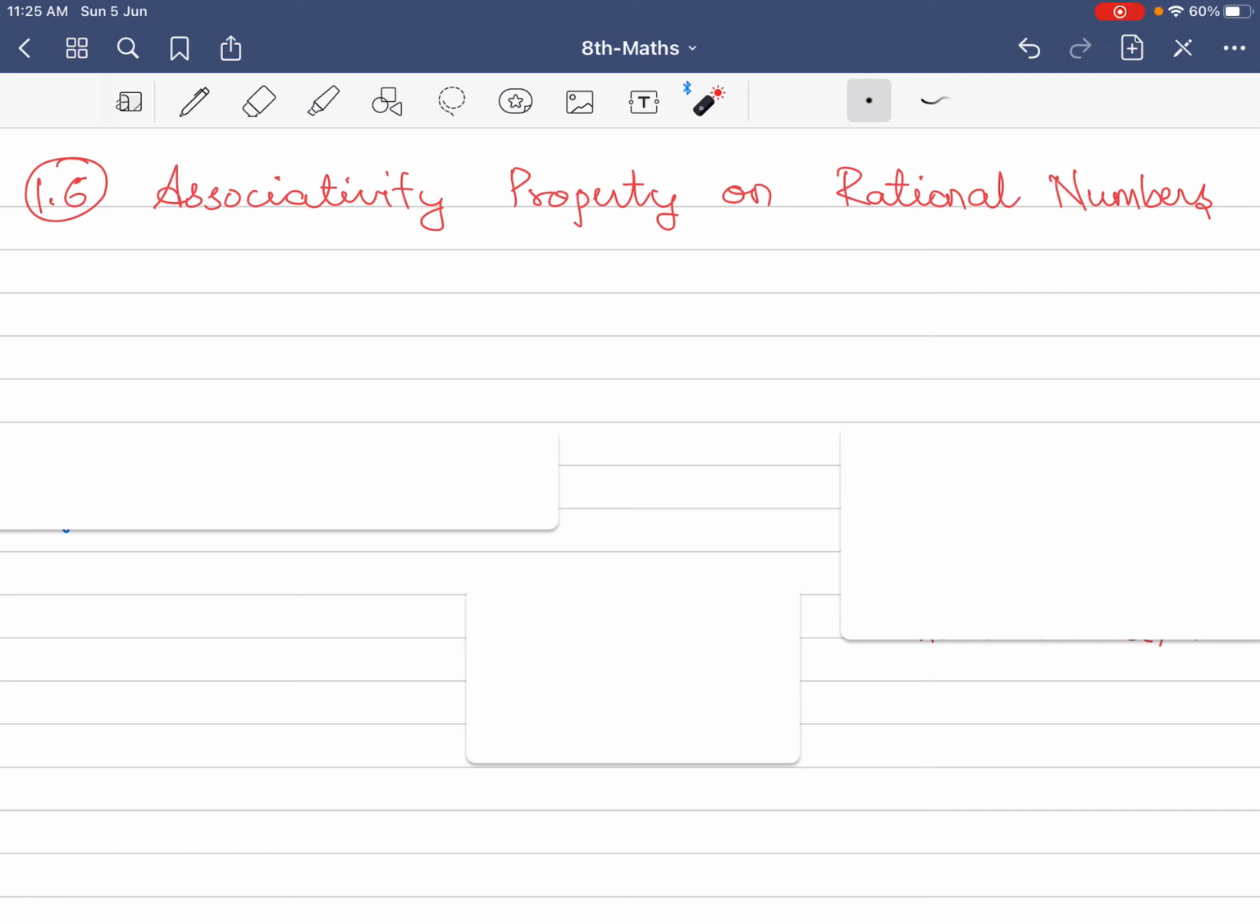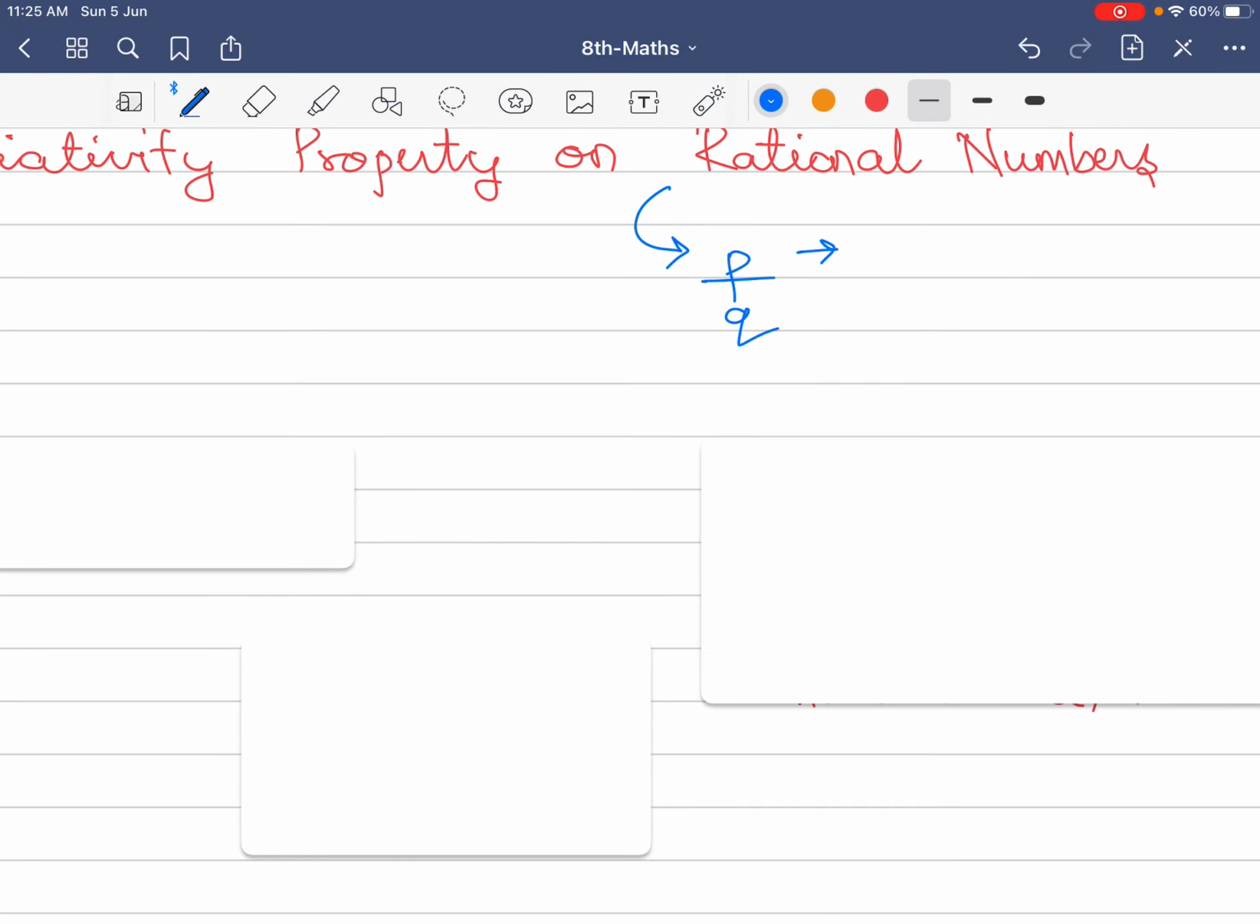In this video, we're going to see what the associative property on rational numbers is. First, to begin with, let's quickly see what exactly rational numbers are. Rational numbers are any numbers which can be expressed in the form p by q, where p is any integer and q is also any integer except 0.